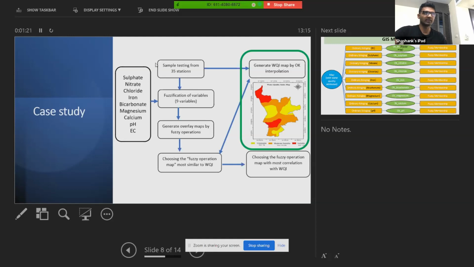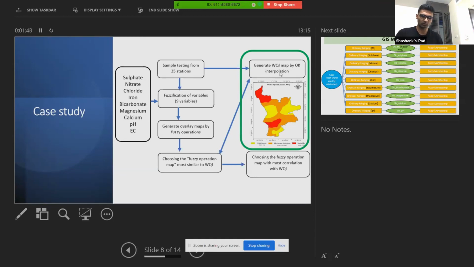I will explain this same methodology in the next slides, but right now I just want you to focus on the right side, the WQI map. The WQI means the water quality index. These values are for the water, and these are standard values and are accepted by everyone throughout all the countries.